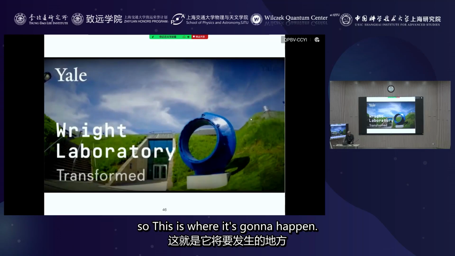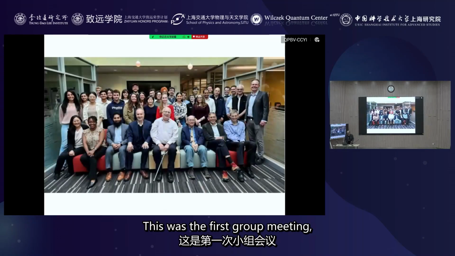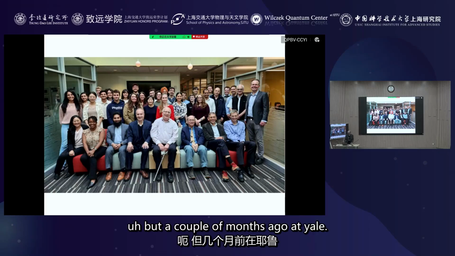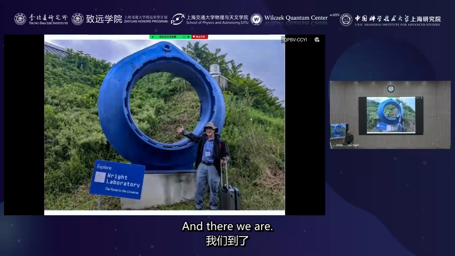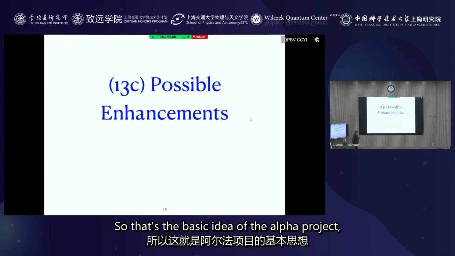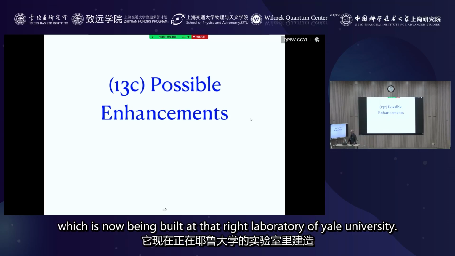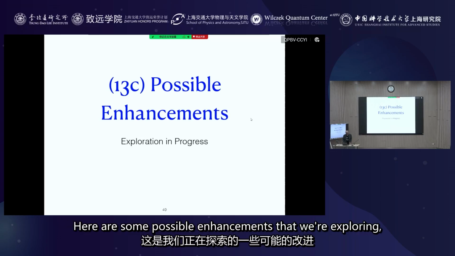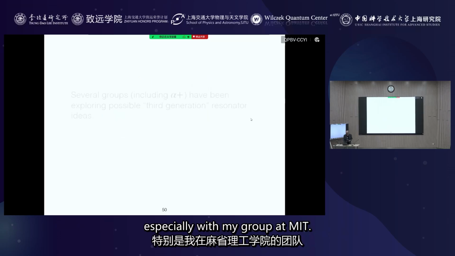So this is where it's going to happen. This was the first group meeting about a couple of months ago at Yale, and there we are. So that's the basic idea of the Alpha project, which is now being built at the Wright Laboratory at Yale University. Here are some possible enhancements that we're exploring, especially with my group at MIT.